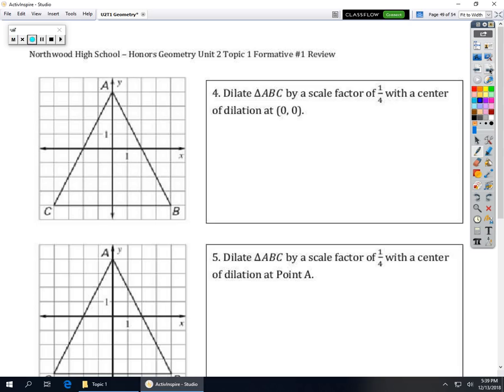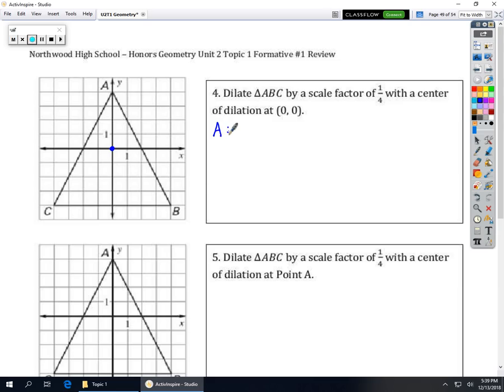So now here comes dilations, except in a coordinate plane. So we've got a triangle. Dilate ABC by a scale factor of 1/4, with a center of dilation at 0, 0. Now the best way to dilate, in my opinion, is to think about how do I get from the center of dilation to each of the points. So I like writing out the directions.